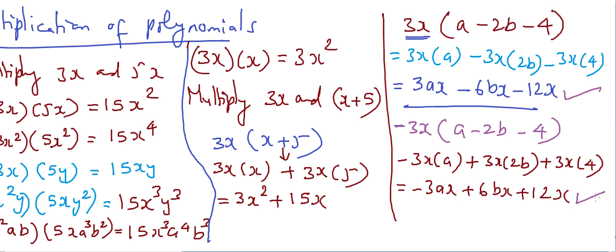Because the first term is 3ax, here minus 3ax, the second term is minus 6bx, and this one plus 6bx, and the third term was minus 12x, here plus 12x. Okay, it's because of this minus sign. Because we multiplied by 3x in the first case, but in this case we multiplied by minus 3x. So that's why the sign of each term has changed. Understood?